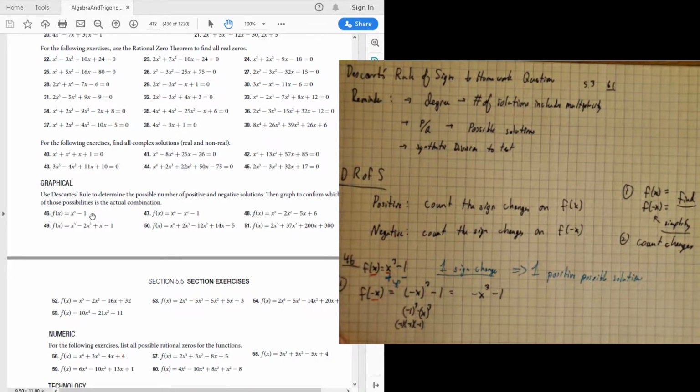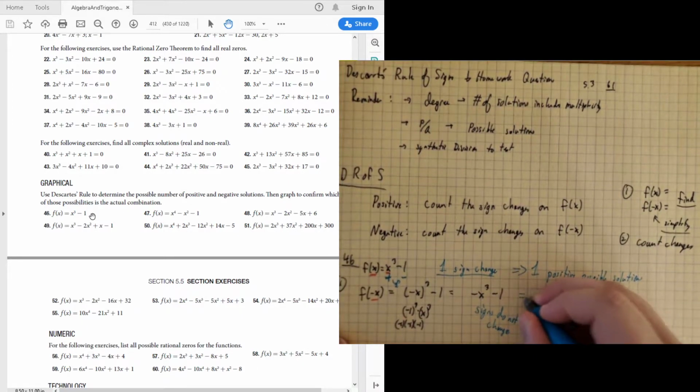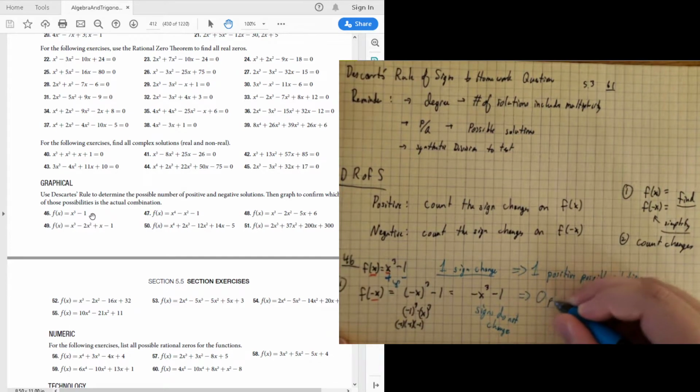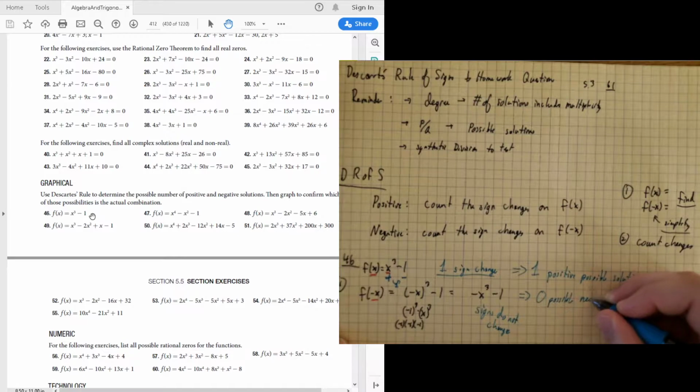Notice that for this problem, the signs do not change. Sorry, my neighbor's pounding on some stuff he's working on. The signs do not change. Since there are no changes, this tells me there are 0 possible negative solutions.